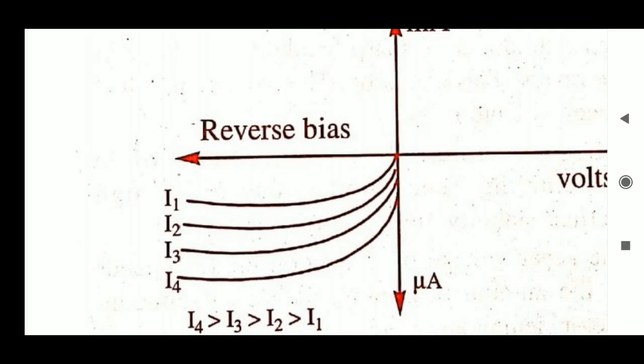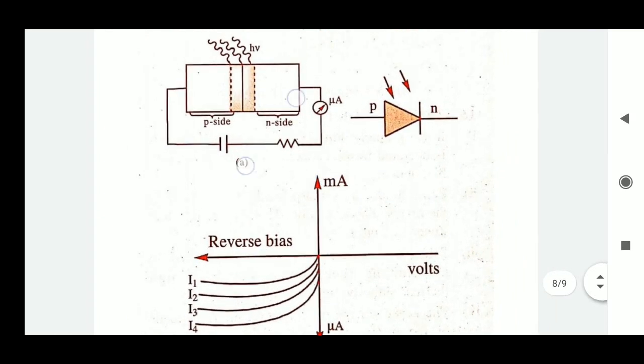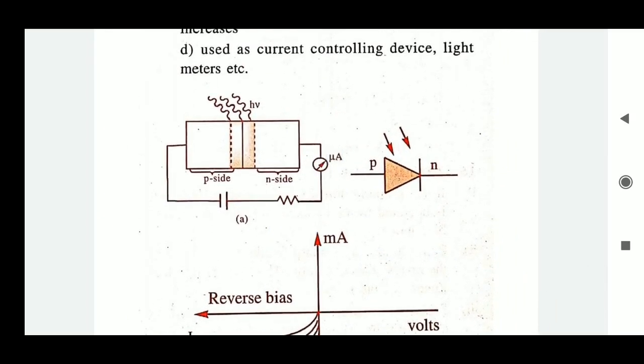Actually, for a given intensity, we get one graph. Suppose I1 is less intensity, I2 is more intensity, and I3. So I4 is the highest intensity, thus we get the maximum negative current. Where do they use these photodiodes? The power generated here is not useful, because it has a very small amount of current, microamps only. That's why they use this type of photodiode as light sensors, and to measure the brightness of light, they use them as light meters also.